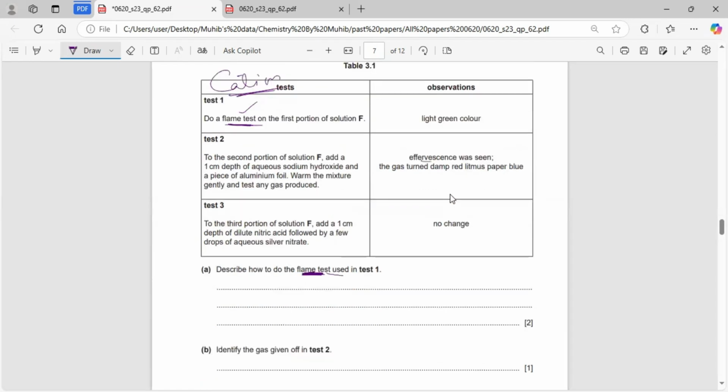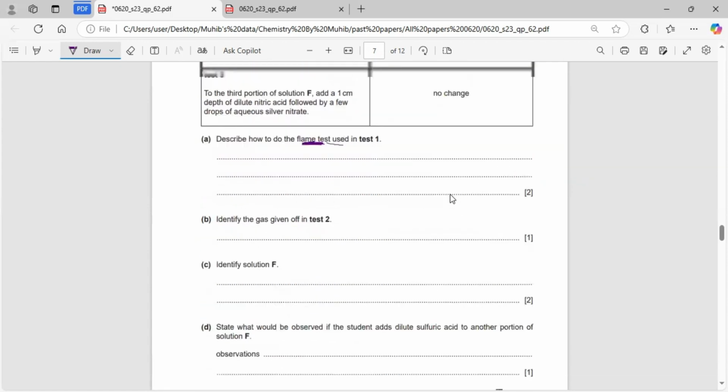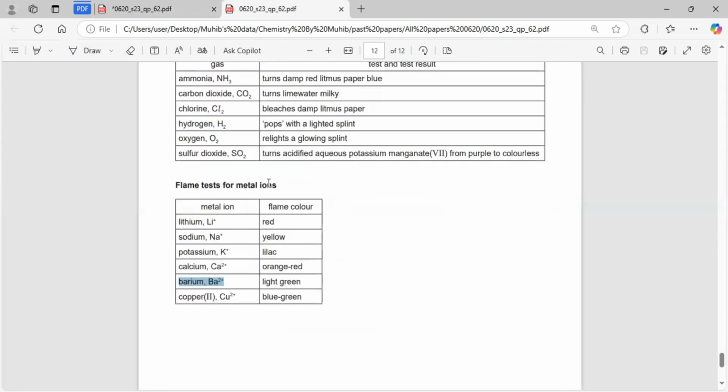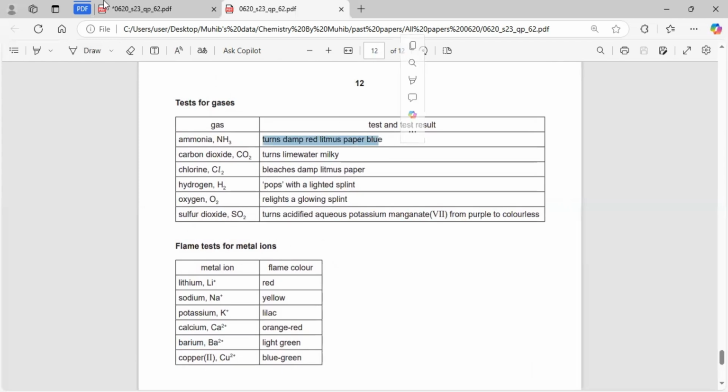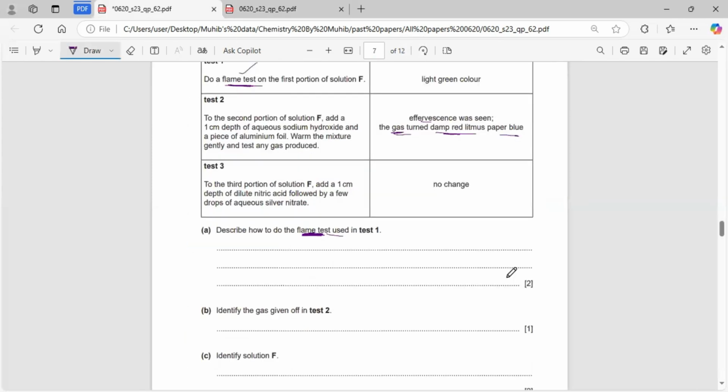What is the gas? Effervescence was seen, and the gas in test 2 turned the damp litmus paper blue. Let it be checked, look at the table. Can you please confirm, 10T class or 10S, any student? Yes sir, we did it. I think you were absent that day. I have shown the videos on the projector. We did not perform it practically.